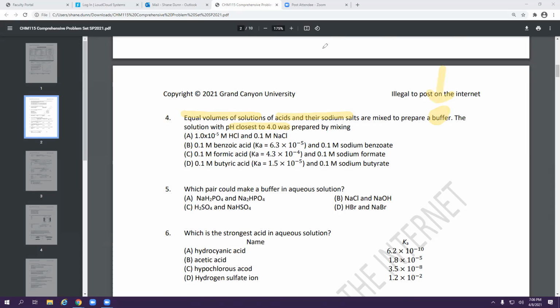The reason I did that with the buffer is because we're making a buffer. What is the equation for a buffer? The Henderson-Hasselbalch equation, which is pH is equal to pKa plus the log of A over HA. So, remember, these are concentrations.